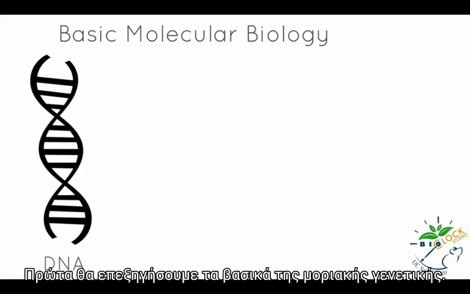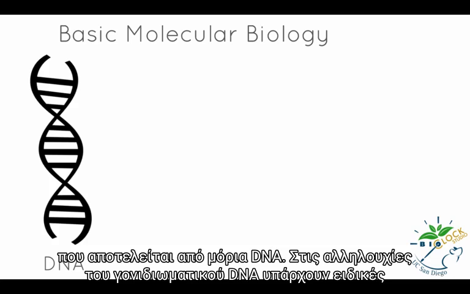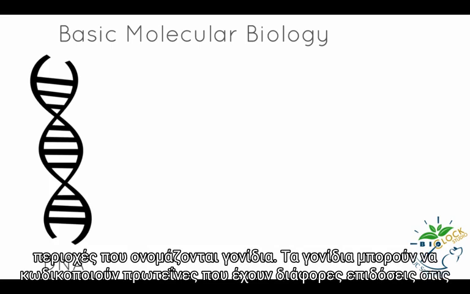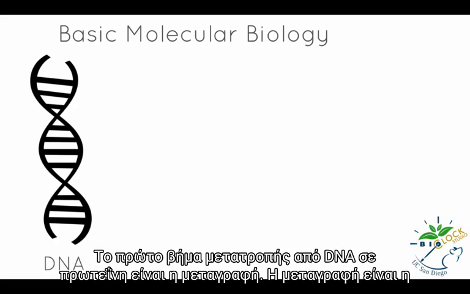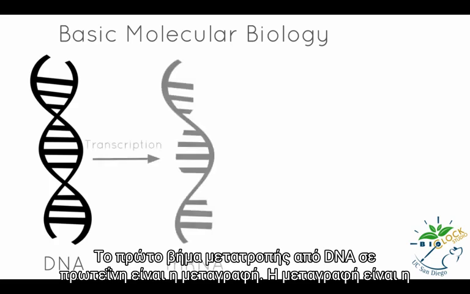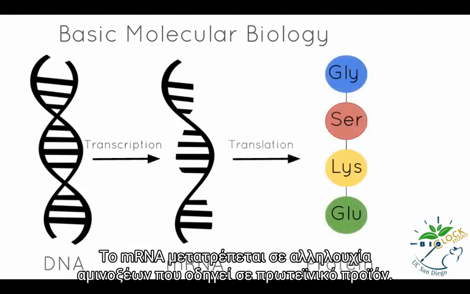We will first explain the basics of molecular genetics. The genetic information of an organism is stored in the genome, which is made up of DNA molecules. Within genomic DNA sequences, there are special regions called genes. Genes can code for proteins, which perform various physiological functions and give structure to cells and tissues. The first step of conversion from DNA to protein is transcription. Transcription is the process of making a messenger RNA, mRNA, from DNA. The next step is translation, where the mRNA is converted to a sequence of amino acids, resulting in a protein product.